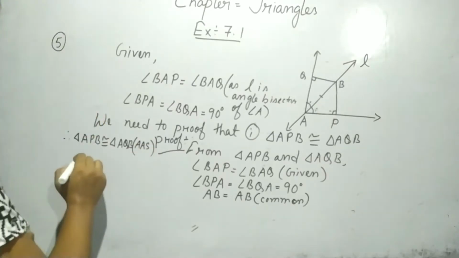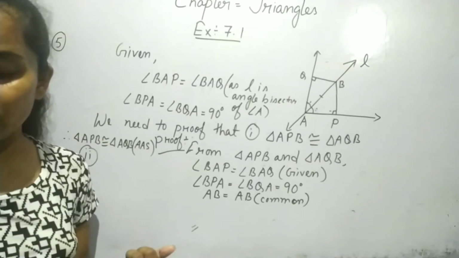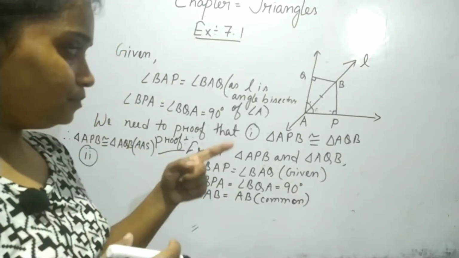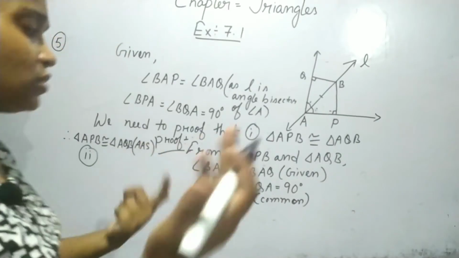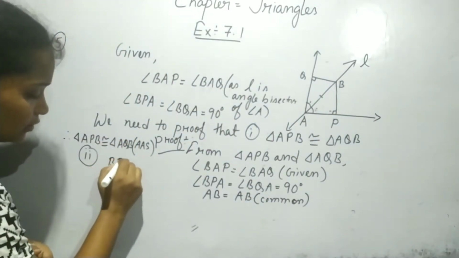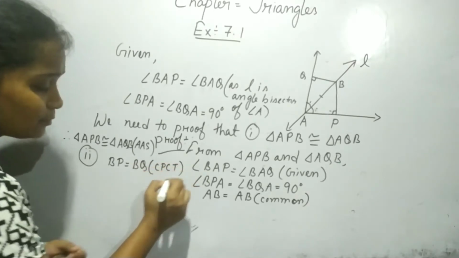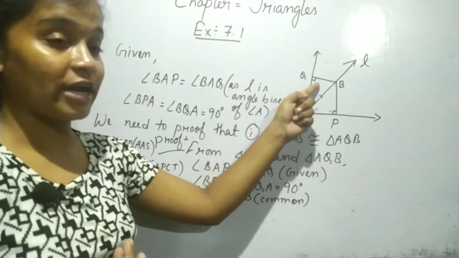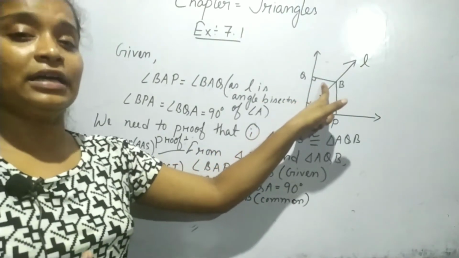Now, in question number 2, we need to show that BP equals BQ, or B is equidistant from the arms of angle A. I need to show now BP equals BQ. So this one I can say only why: BP equals BQ by CPCT, that means corresponding parts of congruent triangles. As these two triangles are congruent, I can say that BP is equal to BQ.